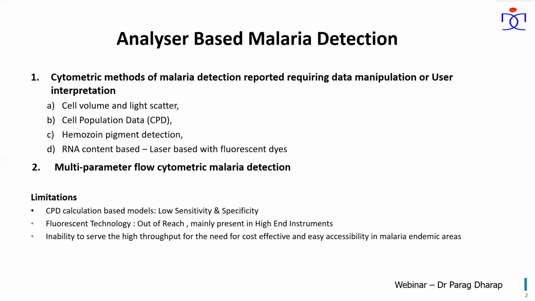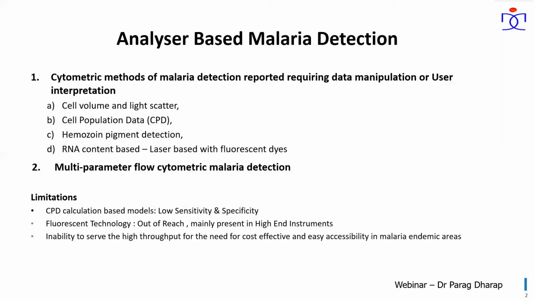Over decades, cytometric methods mentioned in this slide have been used in hematology analyzer to be employed to assess presence of malaria in a given blood sample. Majority of these methods utilized instrument-generated data regarding cell population, cell volumes, and light scatter, followed by mathematical processing of this data to achieve the diagnosis or screening of malaria.